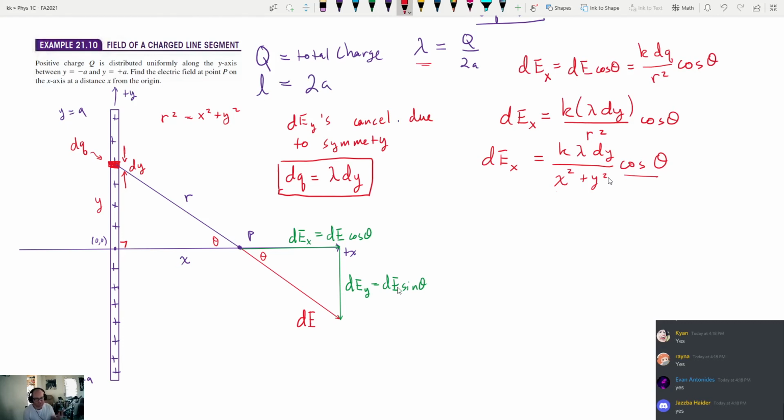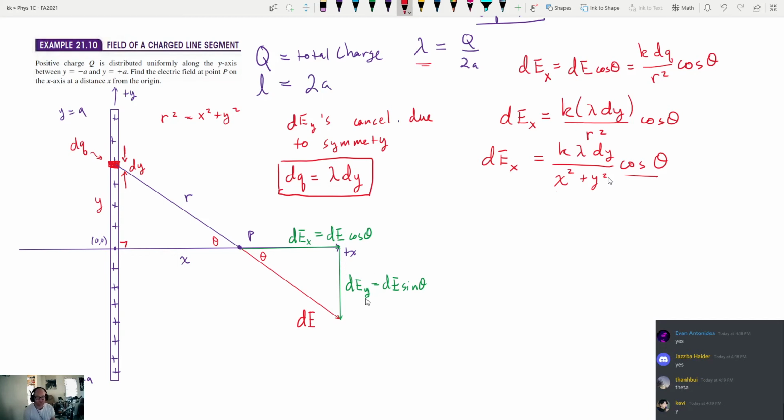Now you have two options. You can either take your entire thing here and put it into variables that only involve y, or you can take all of this and put it into theta. Those are your two options, right? You either put everything into y's or thetas, or actually you could put everything into r's if you want to as well. We're going to do it two ways. I think we have time to do it both ways.